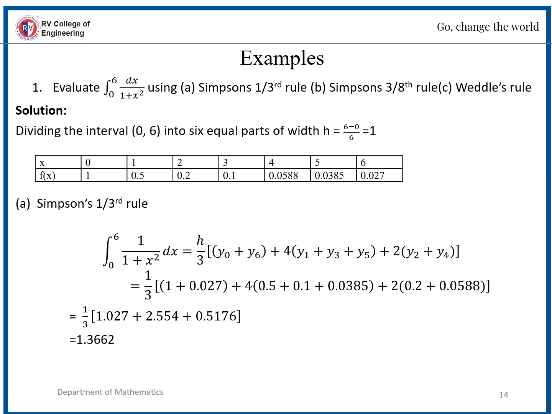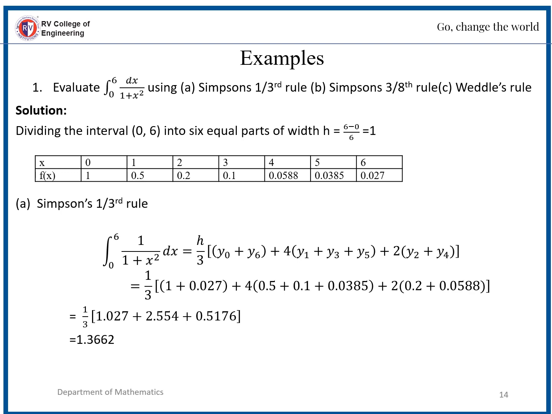So that is why in the formula we have written it as y0 plus y6 plus 4 times, you look at the suffixes there, it is 1, 3, 5. So y1 plus y3 plus y5, they are all odd suffixes there. So y1 plus y3 plus y5 plus 2 times y2 plus y4, they are all even suffixes, even ordinates.